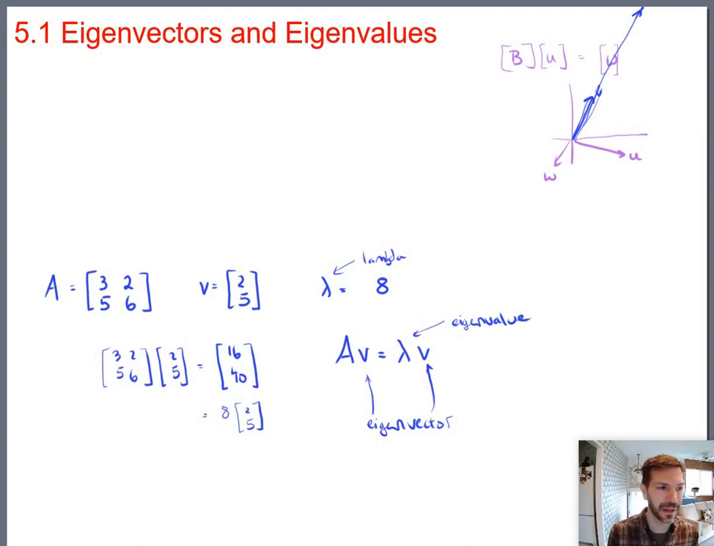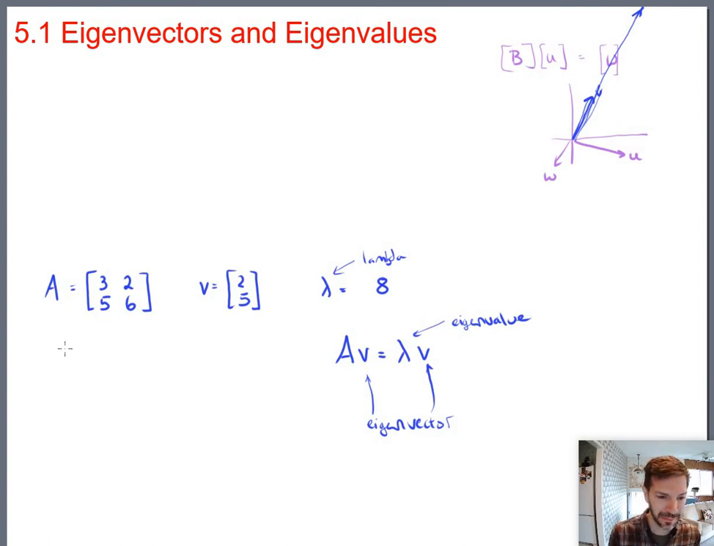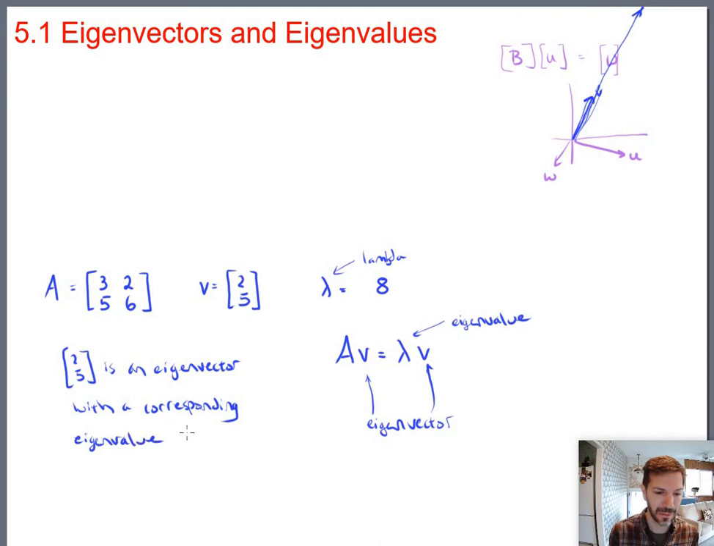So we could say for this matrix A, 3, 2, 5, 6, say something like 2, 5 is an eigenvector, and that eigenvector has a corresponding eigenvalue of 8.